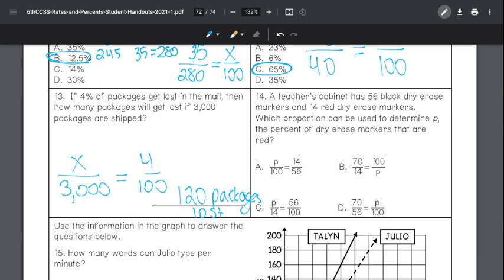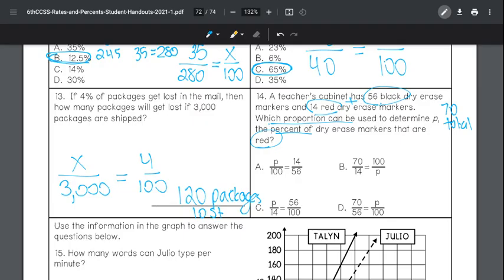Number 14. A teacher's cabinet has 56 black dry erase markers and 14 red dry erase markers. Which proportion can be used to determine P, the percent of dry erase markers that are red? Well, we need to figure out how many total markers this teacher has. You have to add the red markers plus the black markers. 56 plus 14 gives us 70 markers. Okay, 70 markers in total. And I want to know what proportion can be used to determine the percent of red ones.